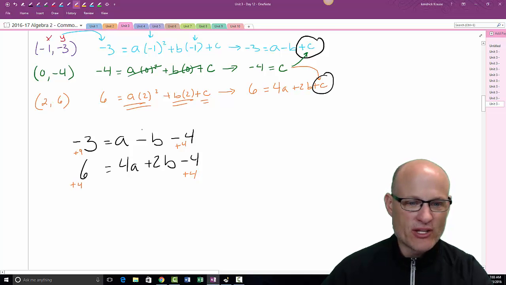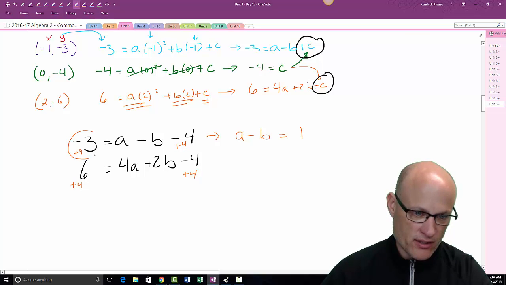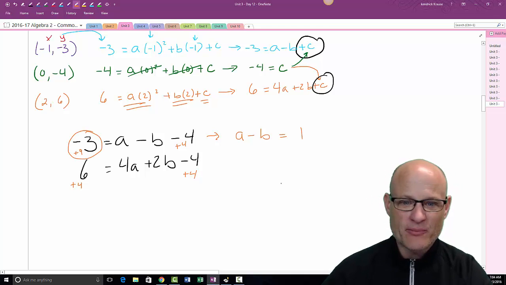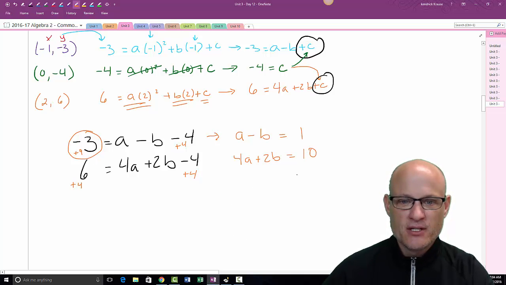Now, I like having the numbers on the right, so when I move these or I change these, I'm going to say, okay, a minus b is equal to 1, because that's 1. Okay, that's a 4. Stop yelling at me. And then 4a plus 2b is equal to 10. Okay.